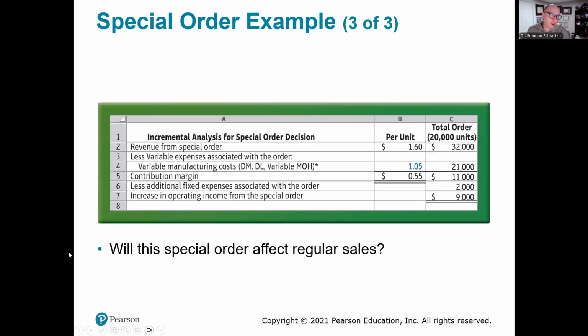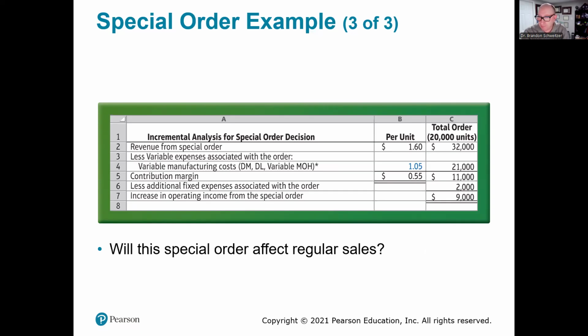So let's fill it out to see if it makes sense to us, to see if it'll affect our regular sales. So the revenue from the order is $1.60 per unit.